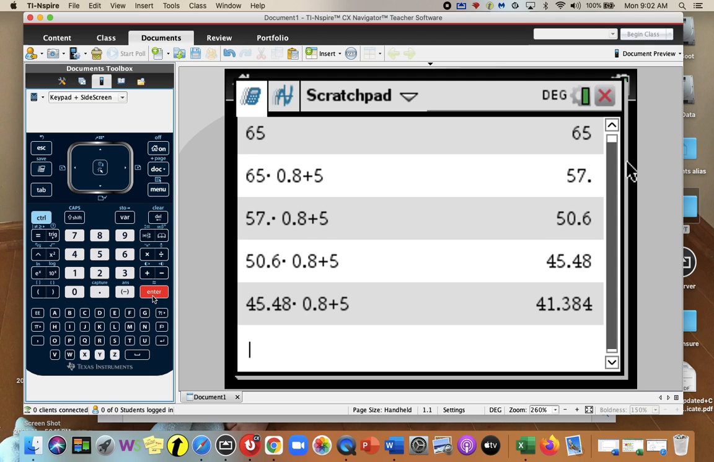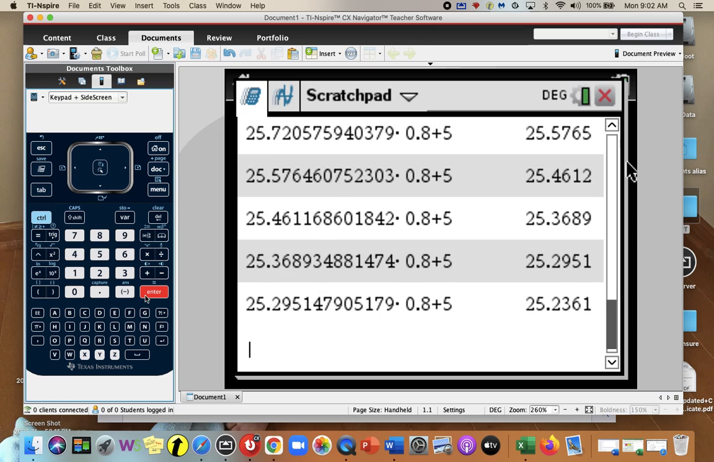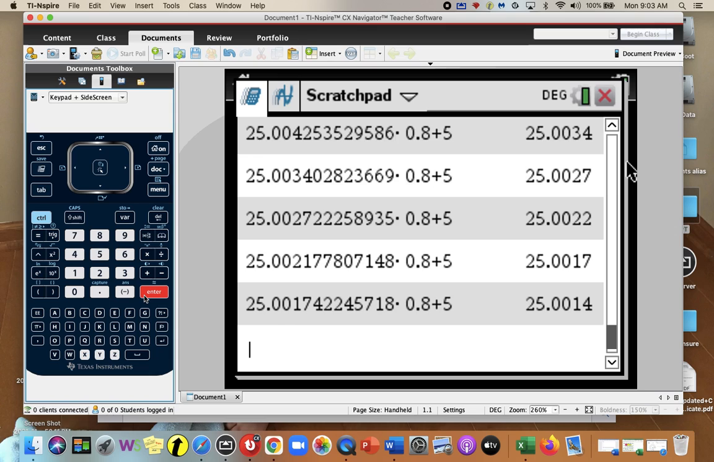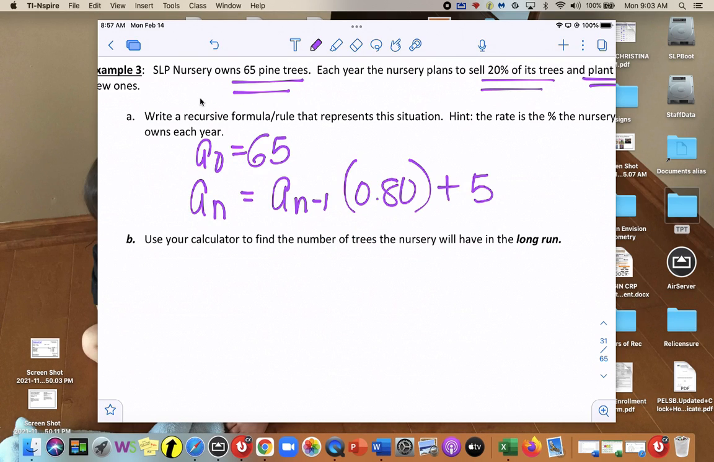And we see that the amount of trees is going down, but does it ever stop? Does it reach a limit? And it's starting to slow down at 25, so I'm going to guess it's 25. And we can see that the limit here will be 25 trees. After several years, there's going to be a constant 25 trees if that pattern continued. So in the long run just means keep hitting enter many times. But there's another way to do this.